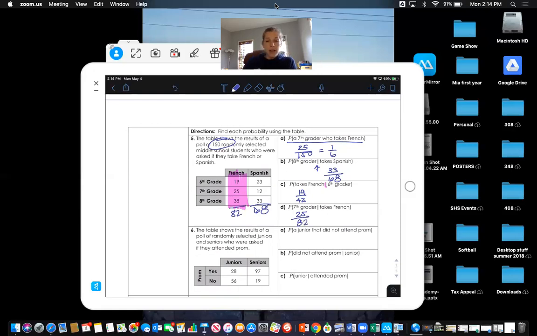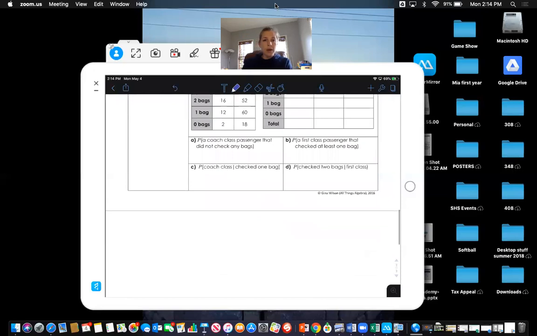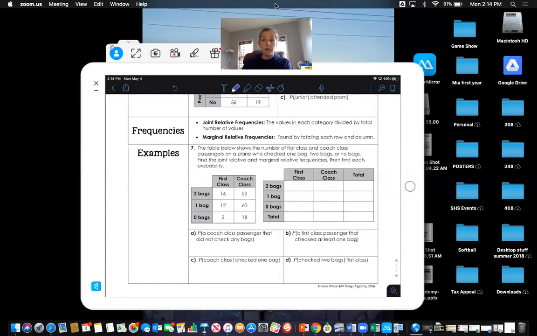So 25 out of the 82. Okay, so you're kind of starting to see the picture with the givens. You do sometimes need to add your columns or add your rows together, but you are looking at limiting your sample space. Okay, so last thing we're going to quickly talk about here is joint relative frequencies.